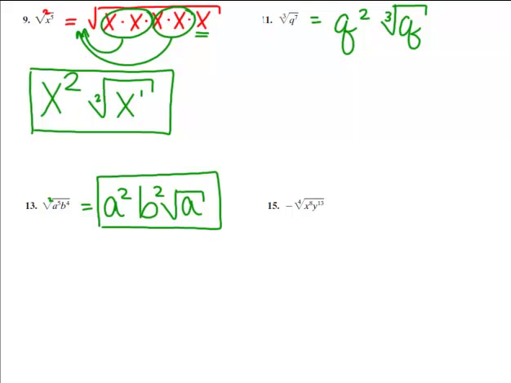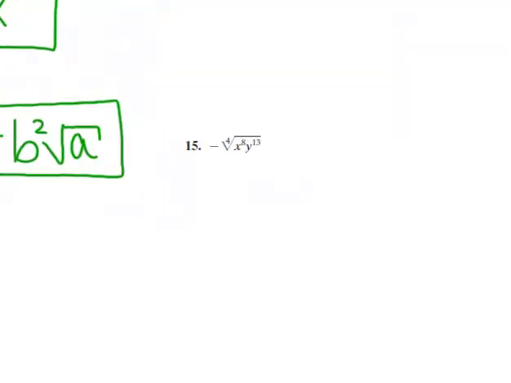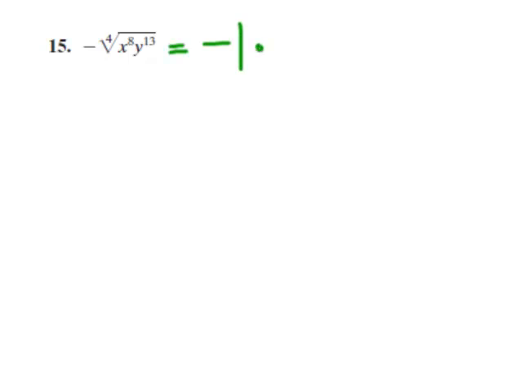Last one like this, and this one's a little harder just because it has that negative out front. But all that means is I have negative 1 times the 4th root of x to the 8th, y to the 13th.